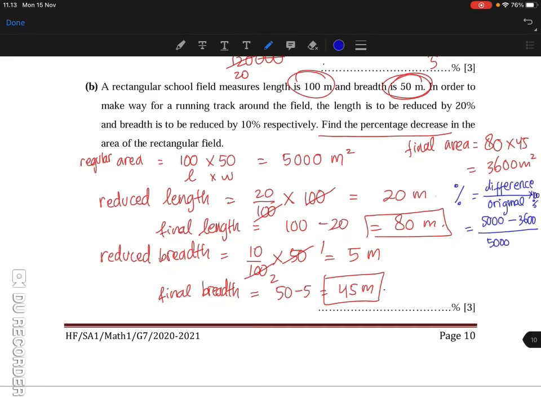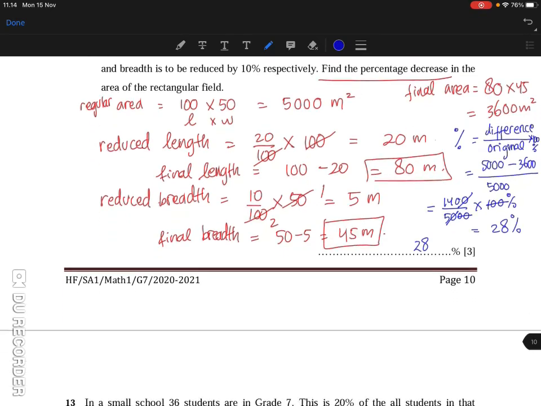Alright, let's find it first. So it is going to be 1,400 over 5,000, multiply it with 100%. I have 100 here. For the 2 zeros, I will cancel this, and this I will cancel. Now you have 140 divided by 5. It's 28. So it's reduced by 28%. Alright, we finished with page 10.